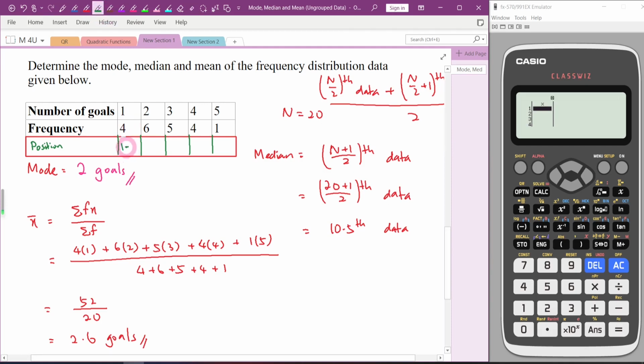Okay, 1 until 4. What do I mean by 1 until 4? It means that if you write down all the data, you get 1, 1, 1, 1. So the first until the fourth data, all are 1. And if this is 4, the next number will be 5, but this time you need to be more careful. We have 6 times of 2, right? You cannot take 5 plus 6, it is not correct. 4 plus 6, you will get 10.